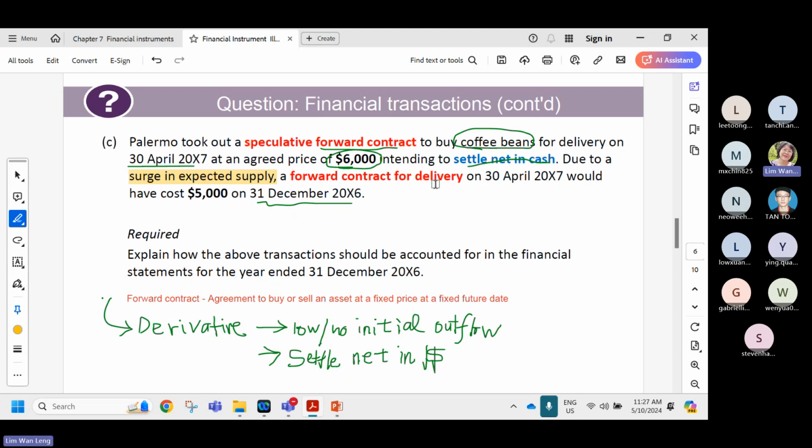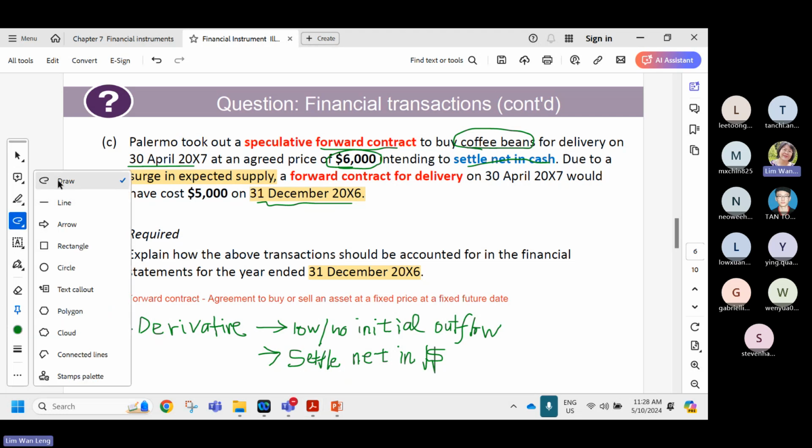Sometime on 31st December X6, which is the end of the financial year, they tell you that, since we entered into the speculative forward contract already, we find that, wow, bumper harvest for the coffee beans. Bumper harvest means that the weather condition is very good. The plantations are able to harvest most of the coffee beans that they have planted. No wastages. So, which means increase in supply.